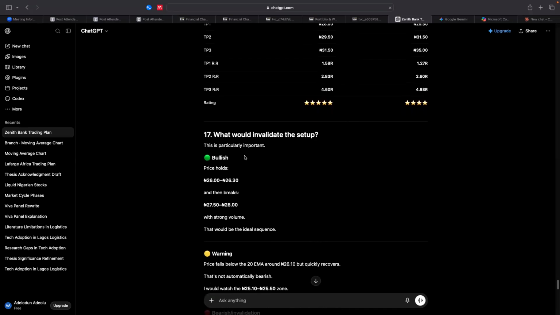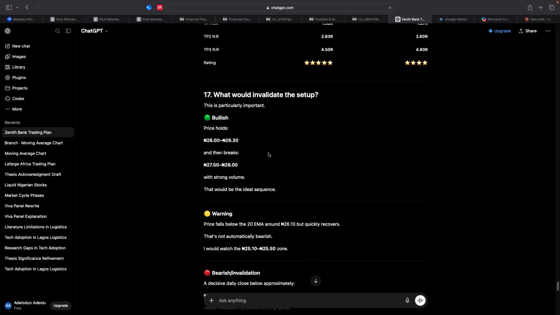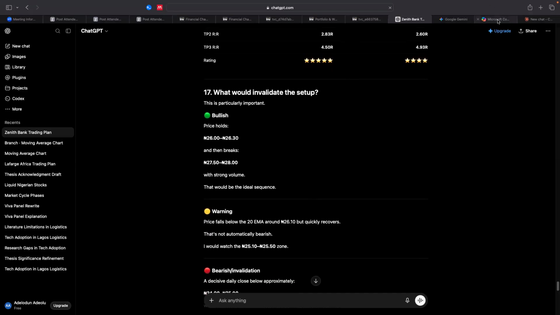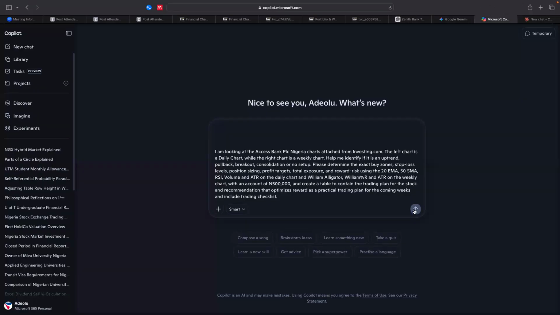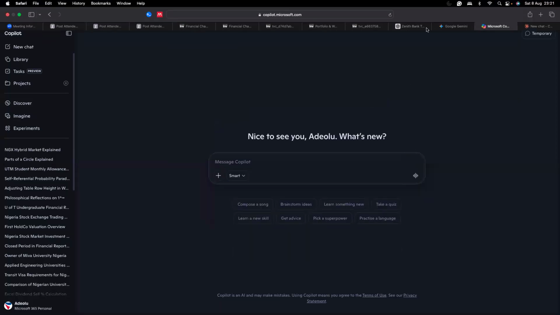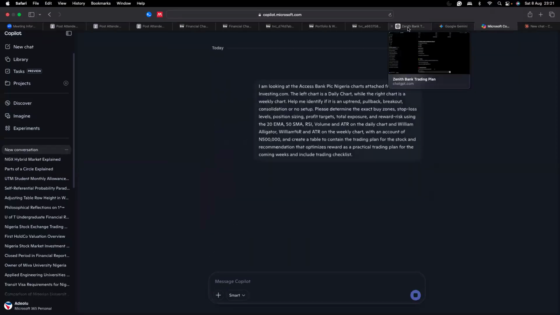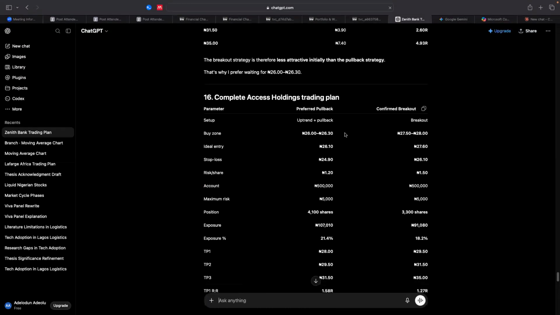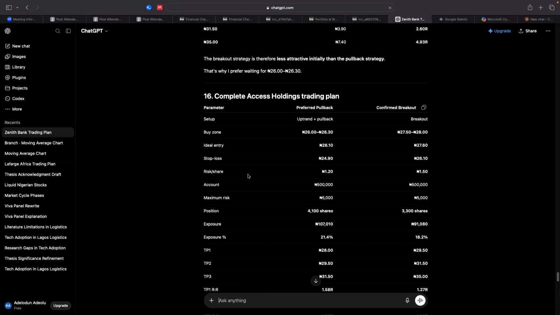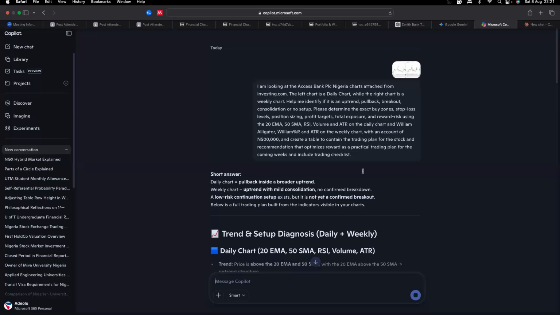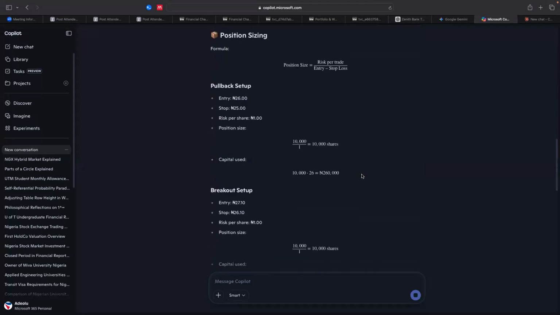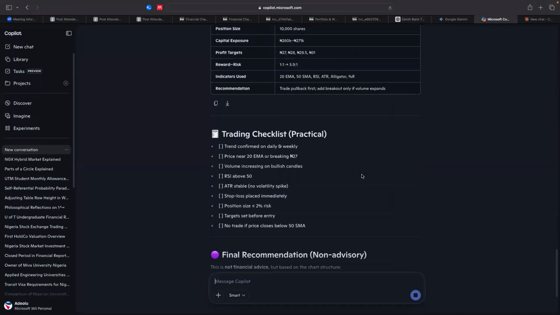So what other information is it giving us? It says the position size is 6,250 shares. And what position size here? It is 4,100 shares for both. The other one is 3,300 shares for the breakout. Wow. ChatGPT is way more conservative on the position.